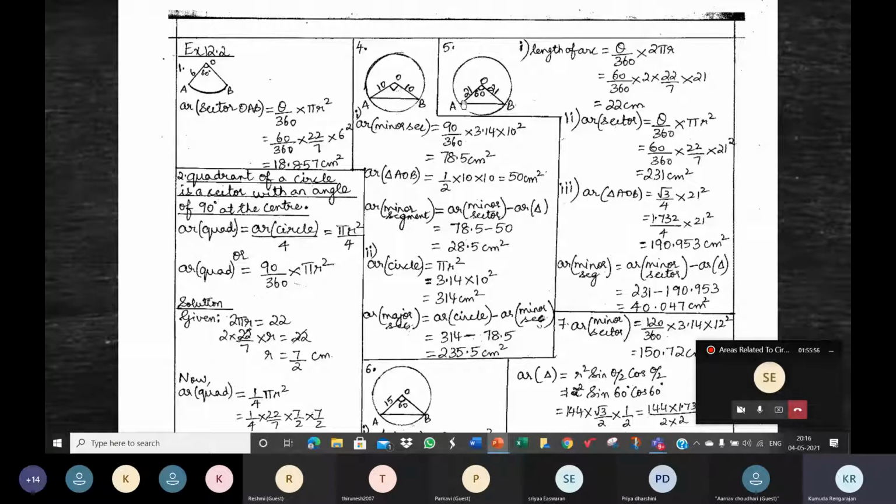A segment is a region enclosed by a chord and an arc. So you should only add the length of the chord and the arc. Here the chord is AB, and since the triangle is an equilateral triangle, we know this is 21. And this arc length we found here is 22. It's bounded by the chord and this arc. So 21 plus 22, 43 centimeters. Very good.